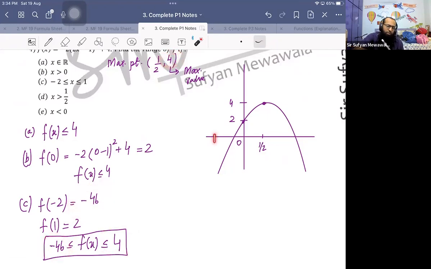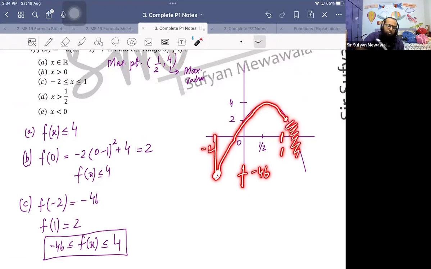Graphically, I've already told that if negative 2 comma negative 46 is one of the points, then the curve starts from here, it will go on and on and on. It will end here till 1. ये सब कट गया और ये मेरा कर्व हो गया यहाँ तक. If you are going to look at this curve, our least value will be negative 46 and our maximum value will be 4. So the range is negative 46 till 4.